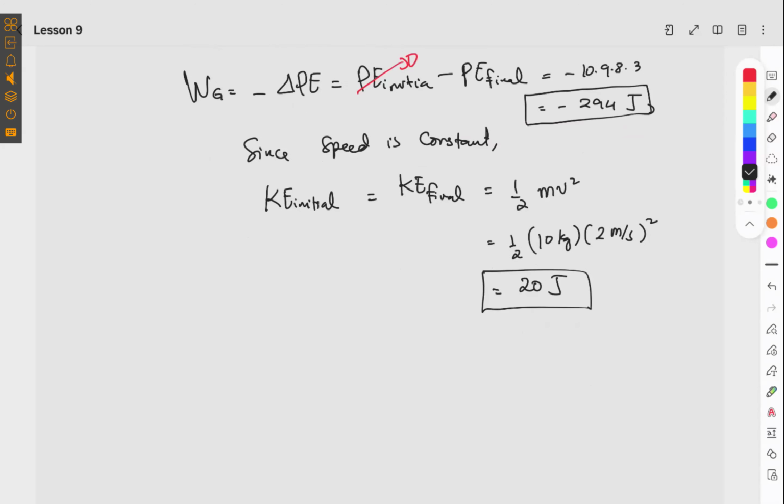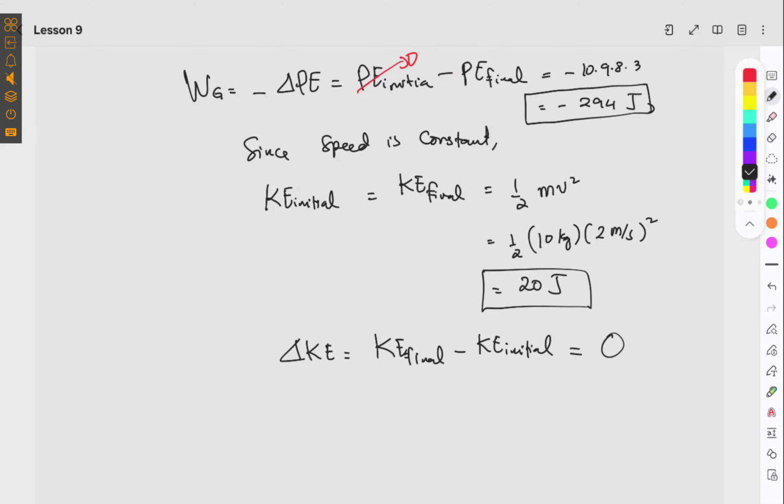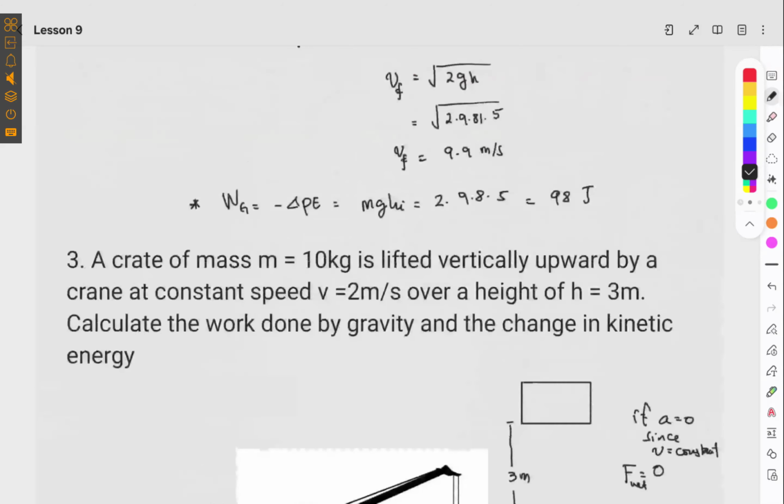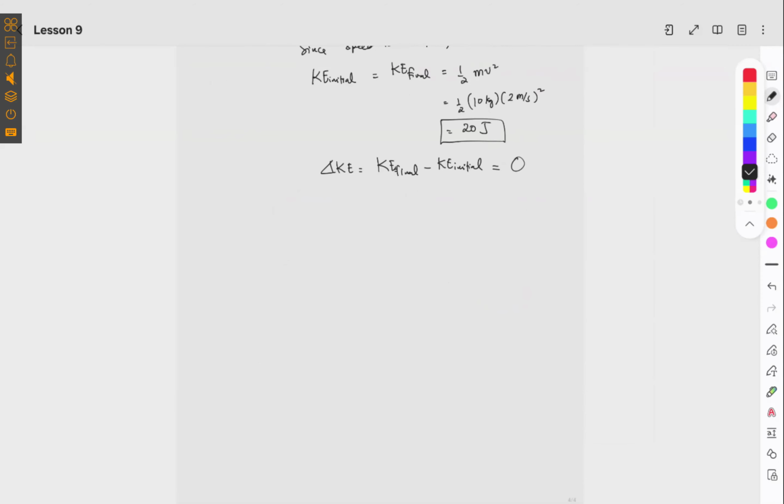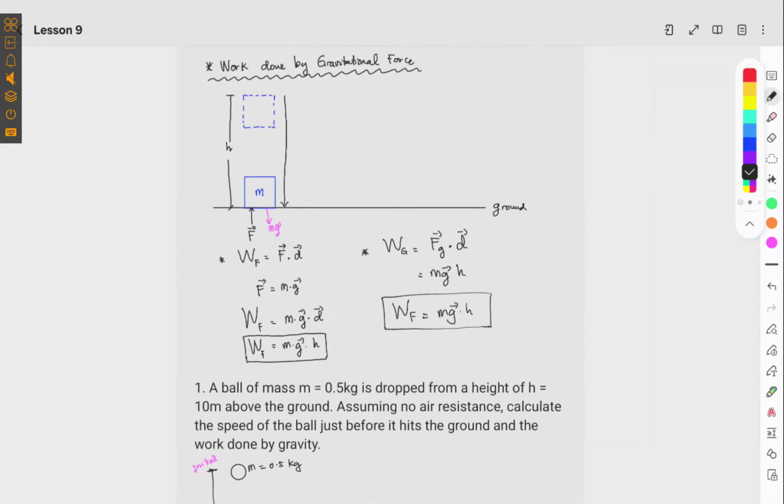Delta KE, which is the kinetic energy final minus kinetic energy initial, is equal to 0. The change in kinetic energy is 0 because the velocity is constant. Okay? Comprende? Questions? None, teacher. All right, so that is the work done by gravitational force.